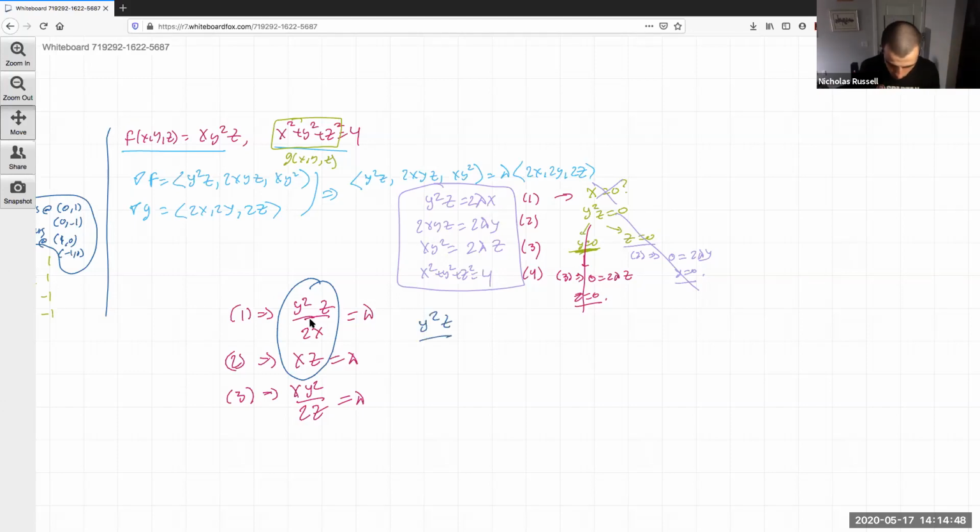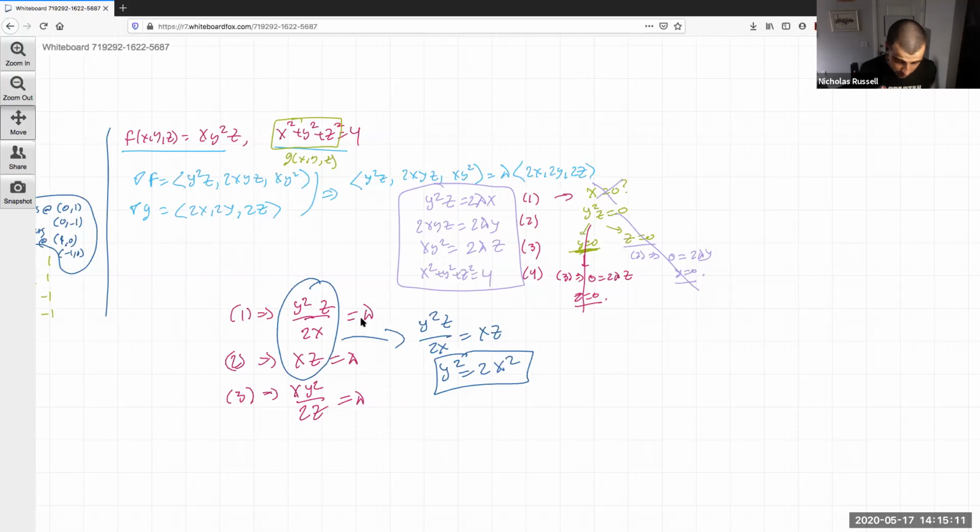y squared z over 2x is equal to xz. We can then see that I can cancel out the z's, and we can actually get that y squared is equal to 2x squared. Okay. I'm going to hold on to that thought. So this is what these two things give me.